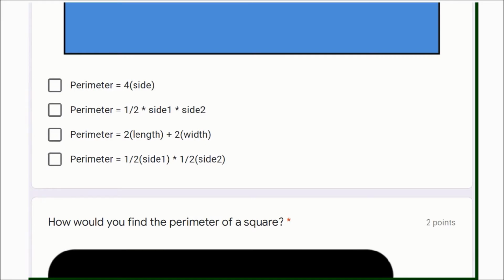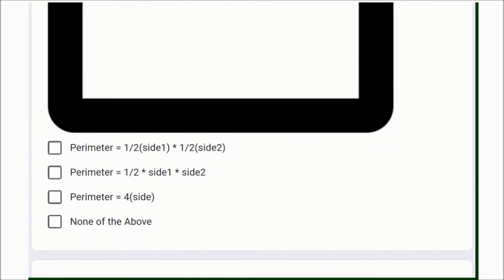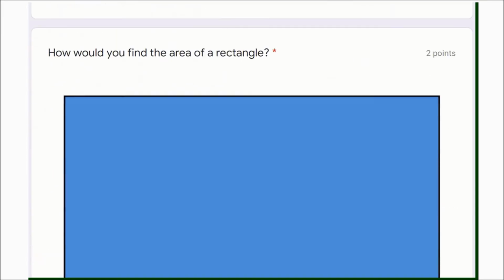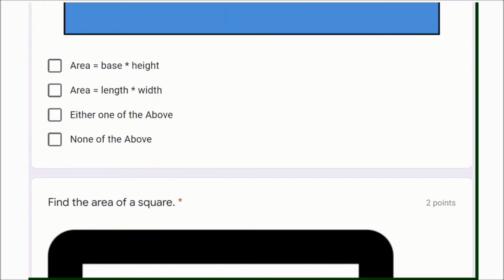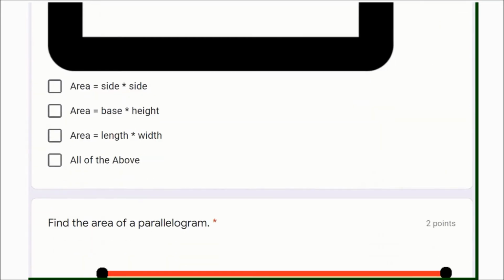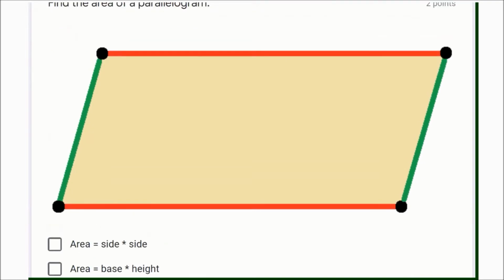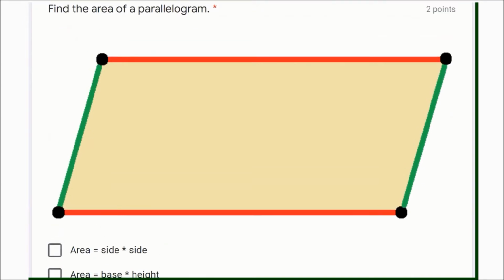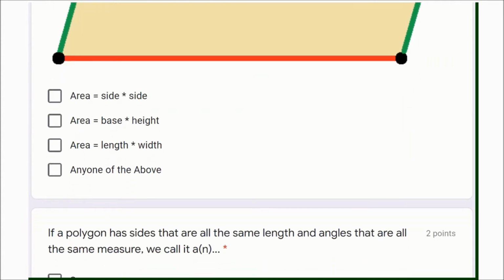How would you find the perimeter of a square? See if they can recognize the formula. How would you find the area of a rectangle? See if they can recognize the many different formulas: base, height, length, width. Find the area of a square: base, height, length, width, side times side. See if they can understand the area of a parallelogram. Again, side times side, base times height, length times width.